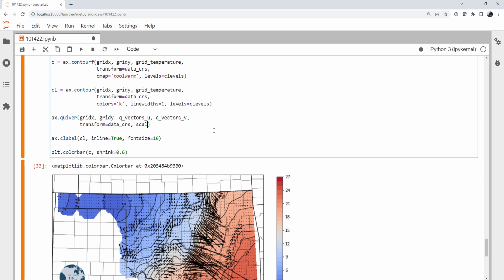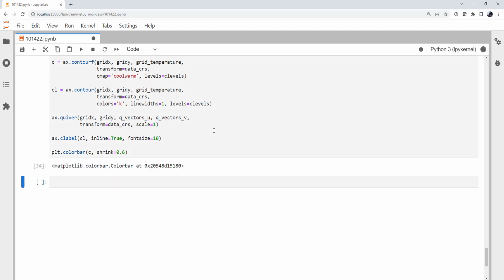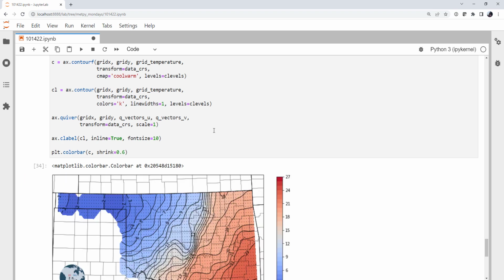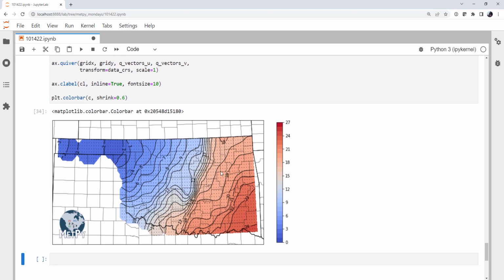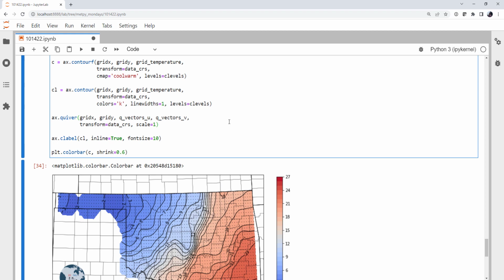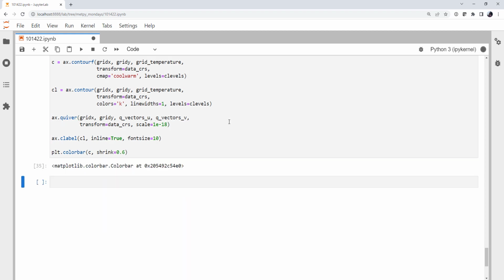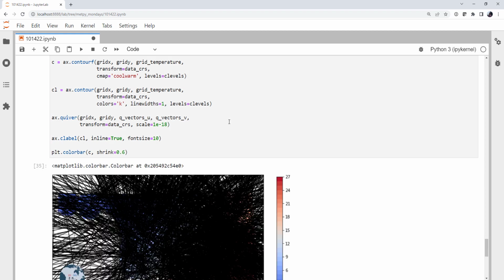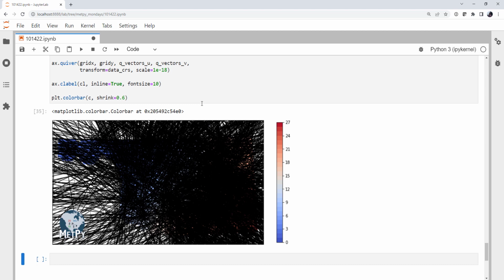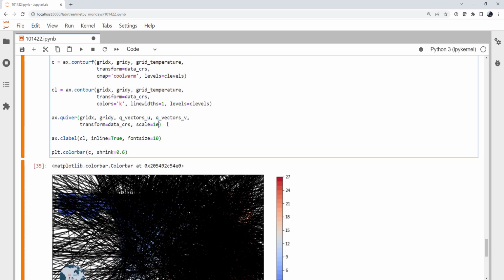So we can use the scale argument. A great thing to do is, well, one, read the documentation, but two, also just start playing with it. So I'm going to set scale to 1. Let's see what happens. Well, all the vectors are tiny. Okay, what if I set scale to a very small number, like 1 times 10 to the minus 18? Okay, now the vectors are all very large. So you can play around with this to get the look you want.